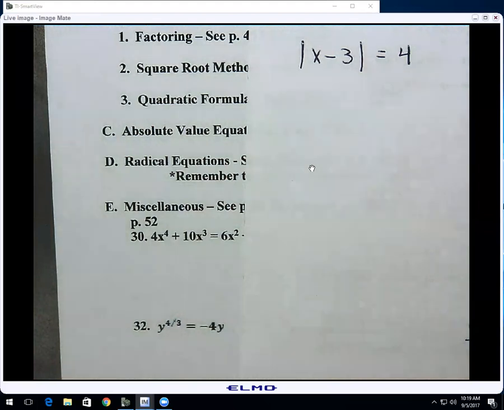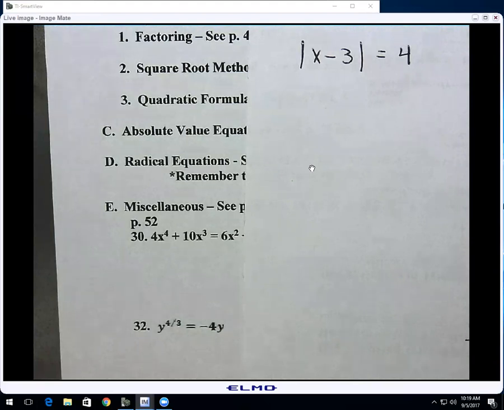If you start at 3 and hop 4 to the right, where do you land? 7. If you start at 3 and hop 4 to the left, where do you land? Negative 1. So I know that has 2 solutions, 7 and negative 1, and I was able to figure that out just by picturing a number line in my head and jumping 4 to the right of 3 and 4 to the left of 3.